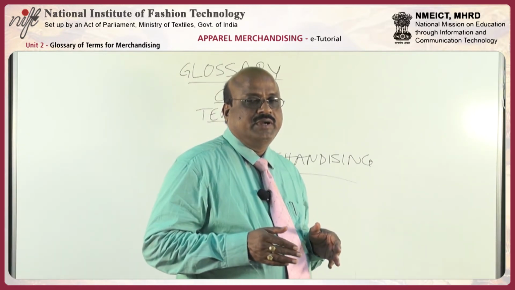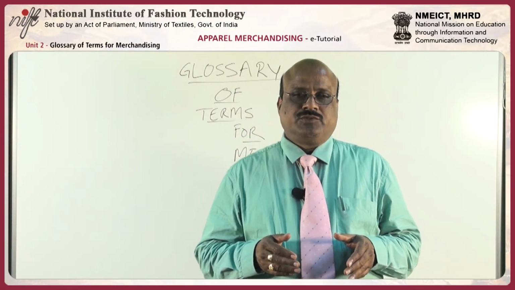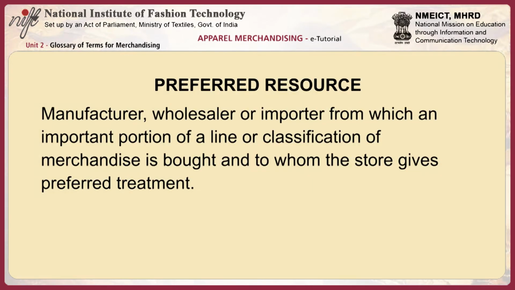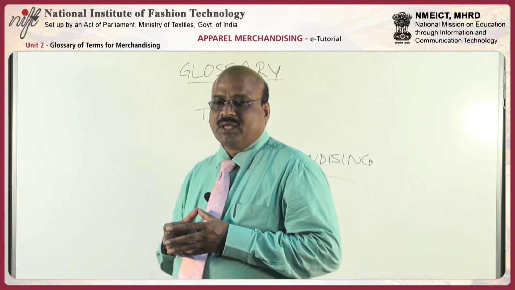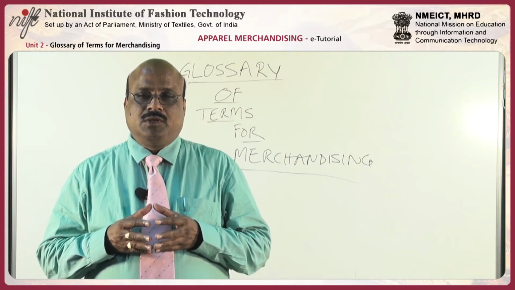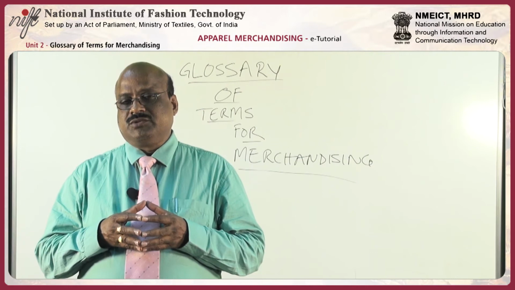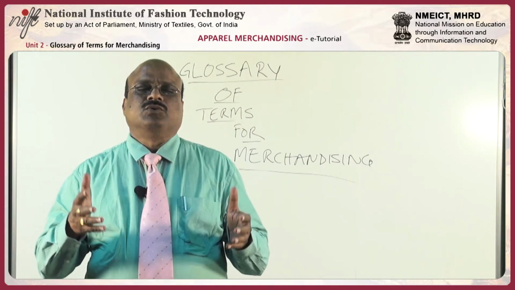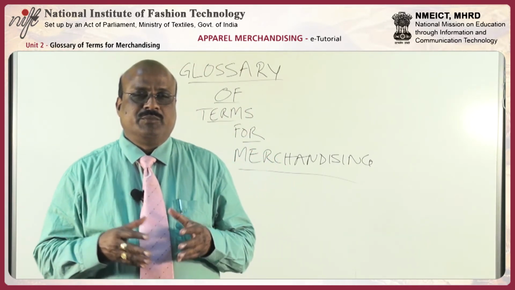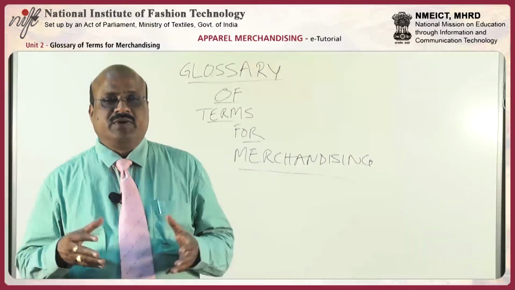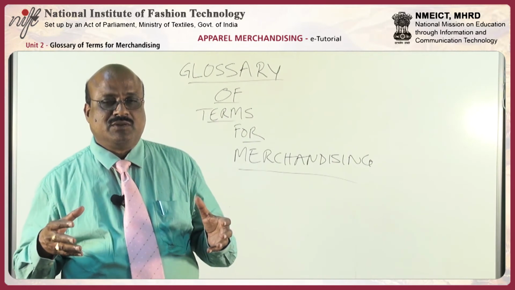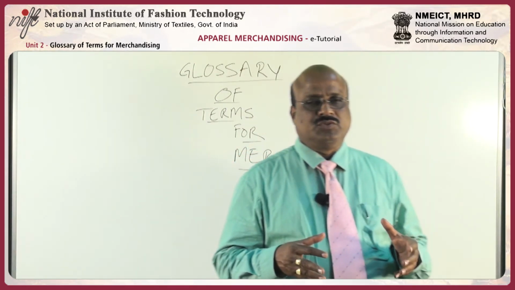The next term is preferred resource. So, what is the meaning of preferred resource? A manufacturer, wholesaler or importer from which a department buys an important proportion of a line or classification of merchandise, and to whom the store gives preferred treatment. So, that means a store is preferring a particular manufacturer, importer or wholesaler to buy a particular line of goods or classification of merchandise. That is the meaning of a preferred resource.